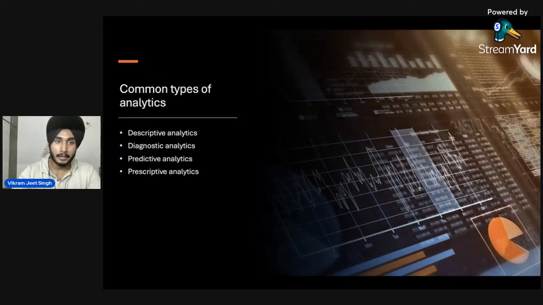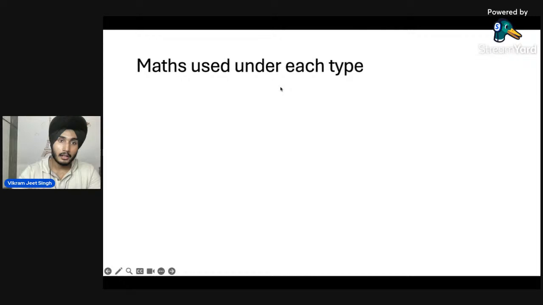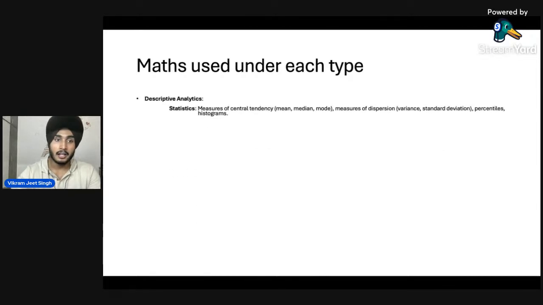Coming to the next part, the maths used under each type of analytics. First, let's talk about descriptive analytics. In descriptive analytics, we are using statistics for measures. Under statistics, we use measures of central tendency, which are mean, median, and mode, and measures of dispersion, which are variance and standard deviation, percentiles, histograms, etc.